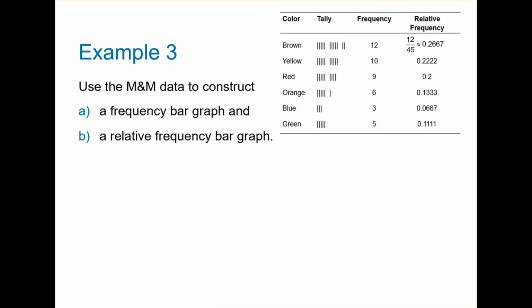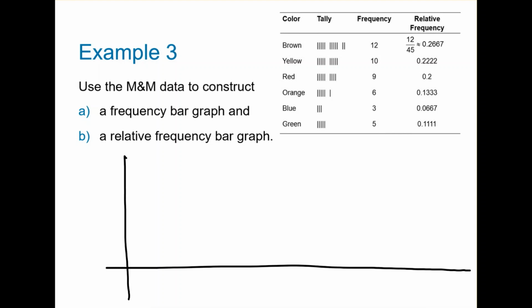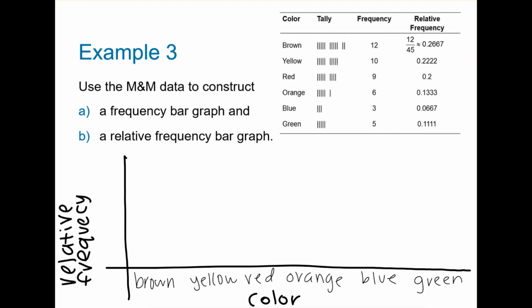So we will have a horizontal axis and a vertical axis. We will have the color on the horizontal axis and the relative frequency on the vertical axis. Let's place the colors on the horizontal axis and the relative frequencies on the vertical axis. Our relative frequencies go up to 0.267, so we can probably go from 0 to 0.3.